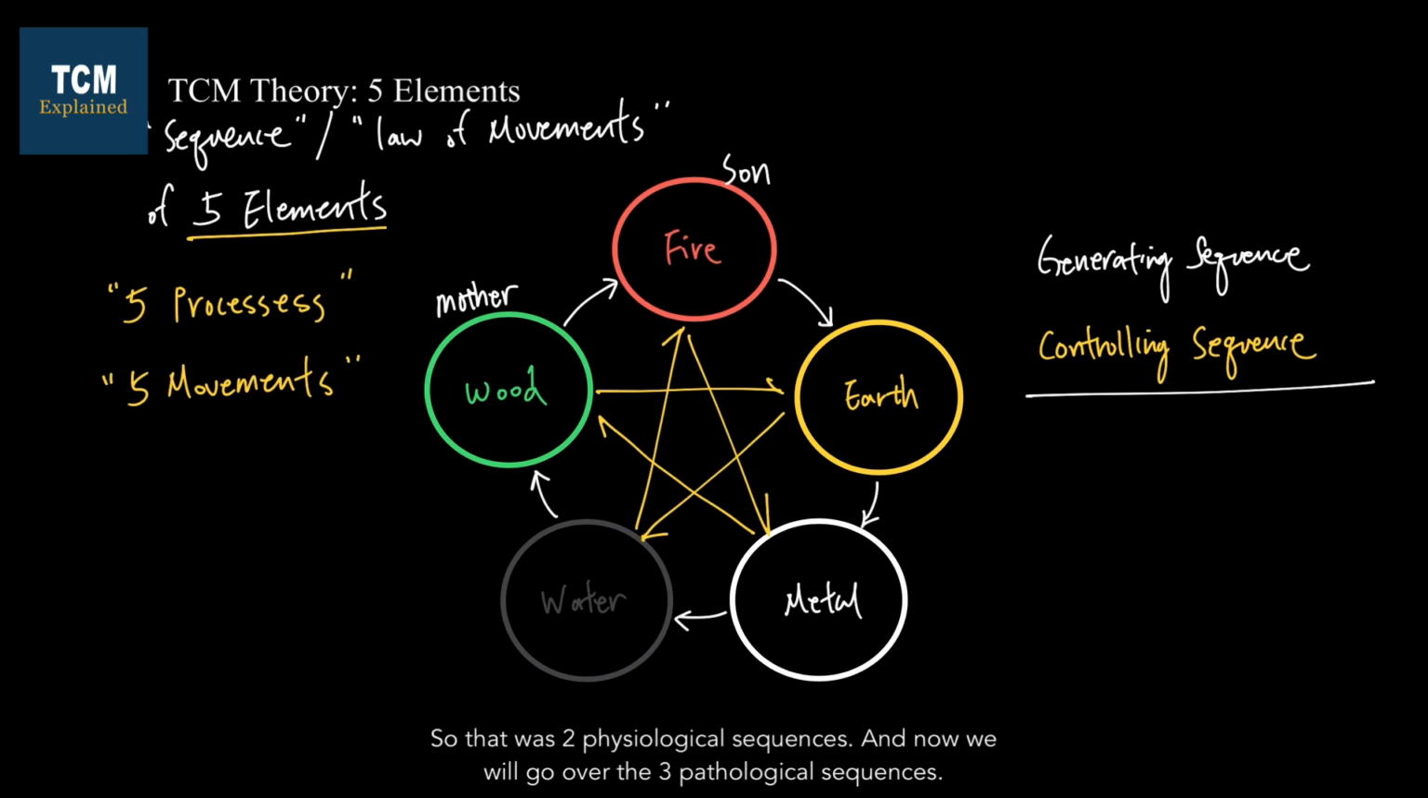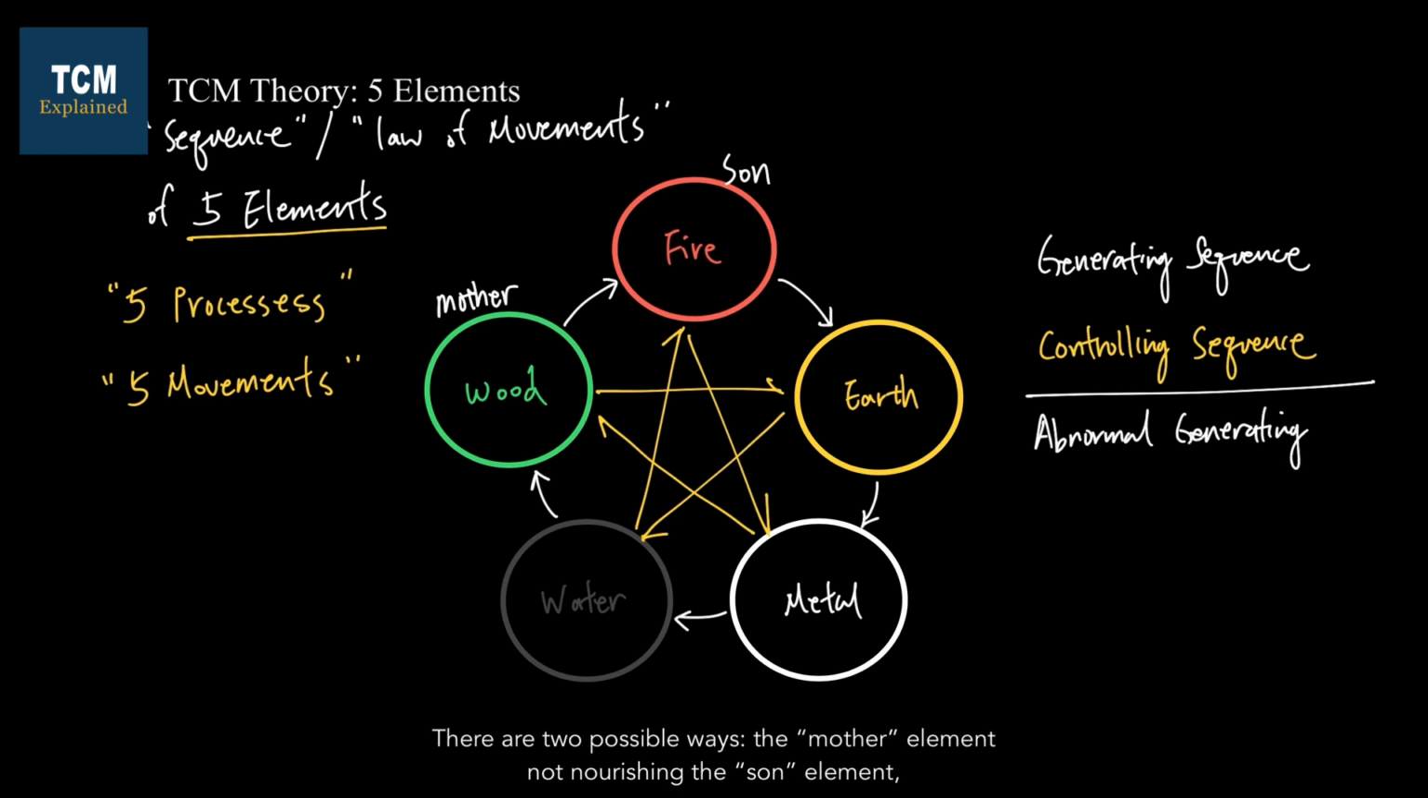So there were 2 physiological sequences, and now we will go over the 3 pathological sequences. These are essentially an imbalance within a system. One is the abnormal generating sequence. There are 2 possible ways: the mother element not nourishing the son element, or the son element taking too much from the mother element.